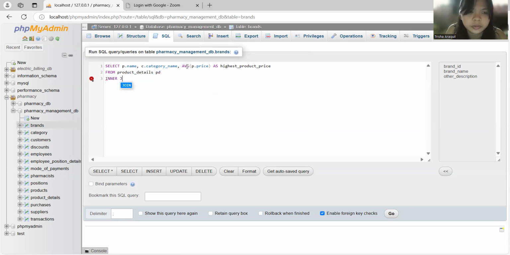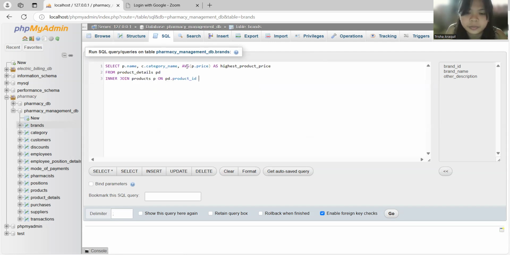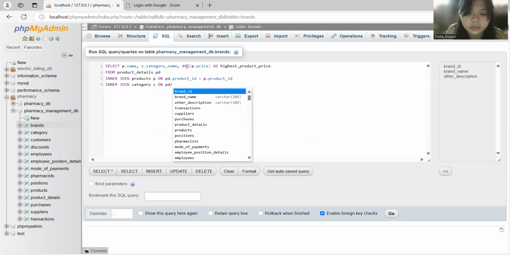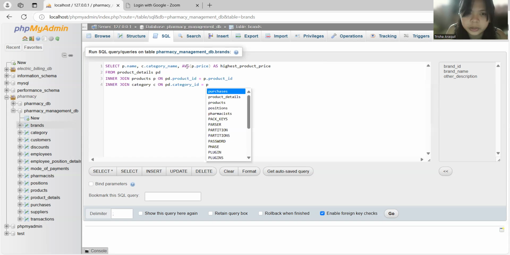Inner join products on the foreign key product ID and the primary key product ID. Inner join category on the foreign key category ID and primary key of category ID.